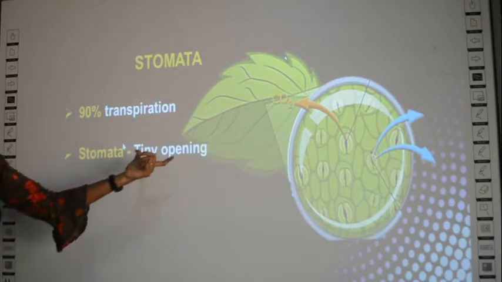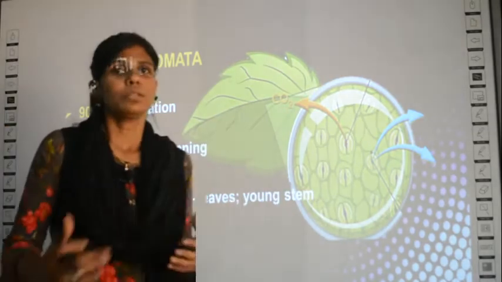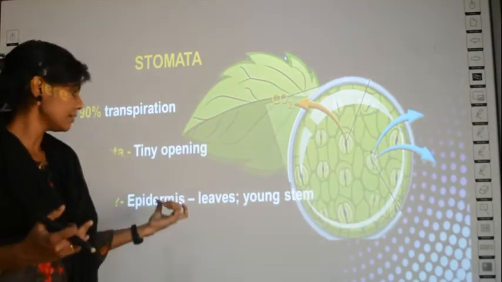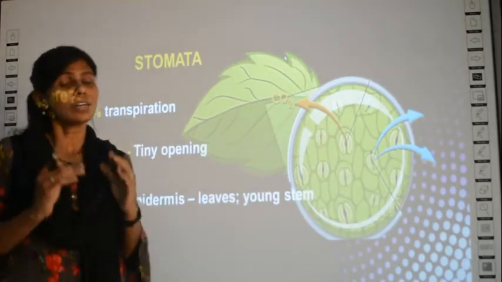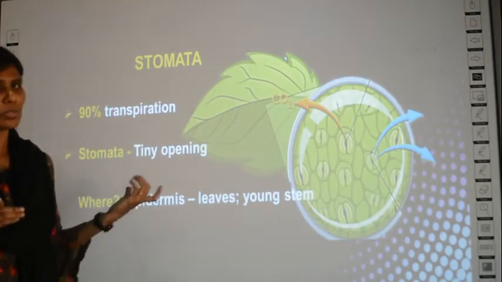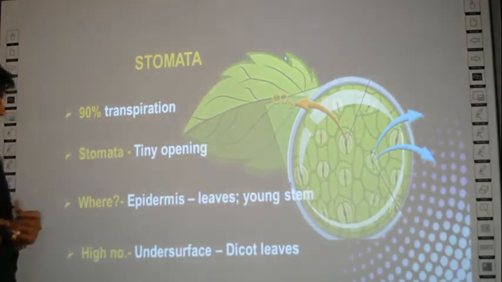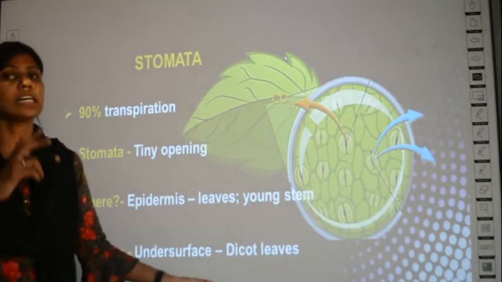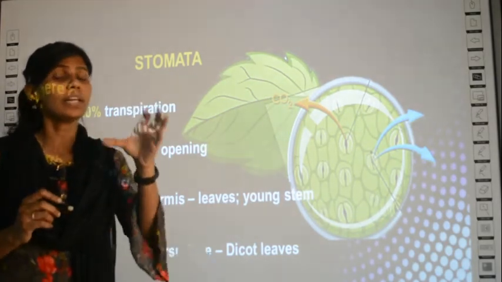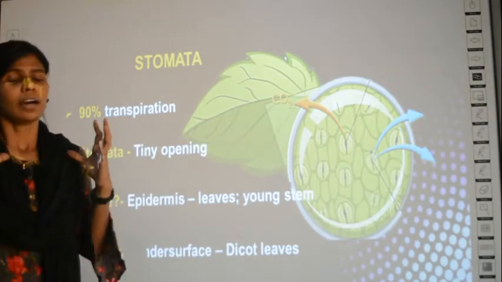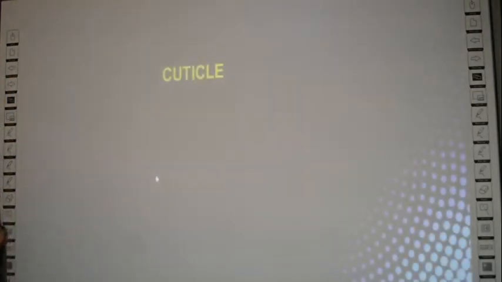I told you stomata are tiny openings present in the epidermis. Transpiration happens either through the stomata of the leaves or through the young stem. In the young stem also you can find a small proportion of stomata. Mostly it is on the leaves, but also in the young stem you can find stomata. So transpiration is through the stomata. A high number of stomata is usually found in dicot leaves. Dicotyledonous plants you have studied, right? So through the leaves of dicotyledonous plants a high amount of transpiration is usually found, or a high number of stomata is found.